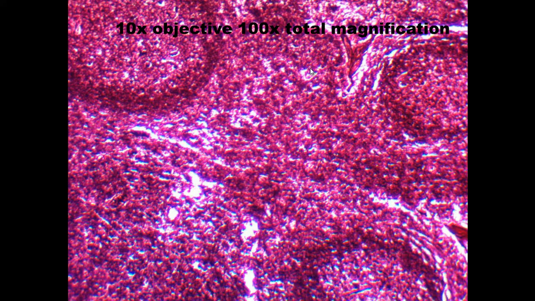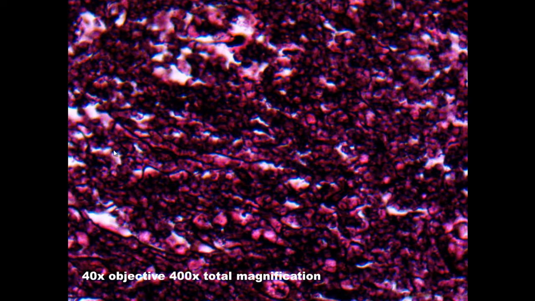When we increase magnification to the 10x objective, you can start seeing some branching fibers. Again, once we get to the 40x objective, the branches on the fibers become readily apparent, and you can see all the little cells mixed into the various branches of this reticular tissue.